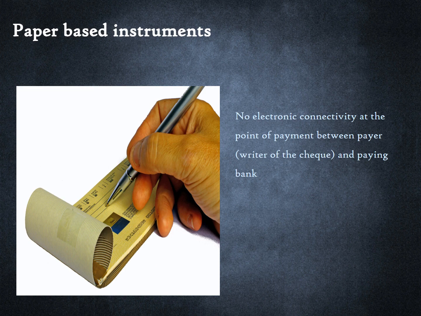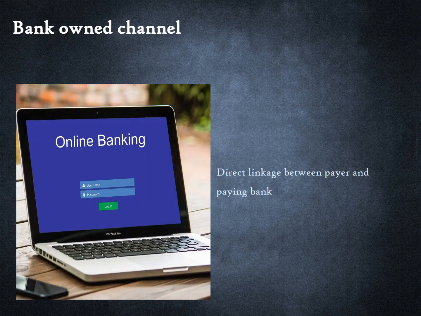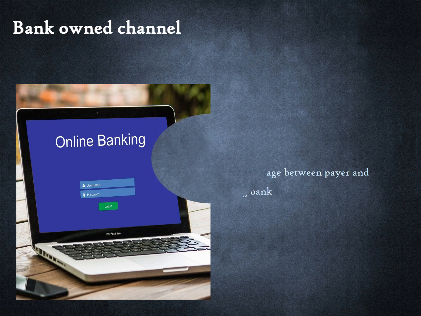When we write a check and hand that check over to someone, there is no way for us to communicate with our bank electronically at that point. When we initiate a payment electronically from our bank's app, we are operating within the bank's systems. Hence, there is direct connectivity between payer and paying bank at the point of payment.